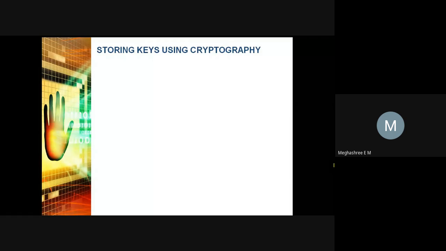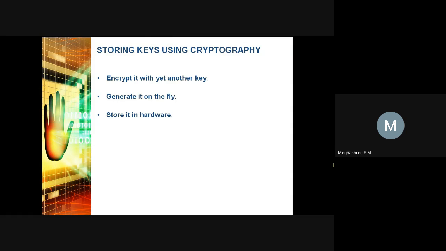Next is storing keys using cryptography. How is it done? Encrypt it with yet another key. As the name itself explains, encrypt the key using another key. That is one thing, or generate it on the fly. The next ones are store it in hardware and store it in component form. So these are the four different ways where you can store the keys using cryptography.